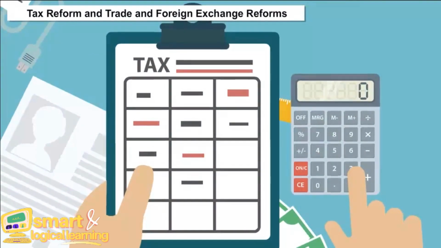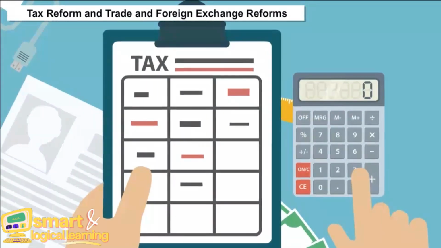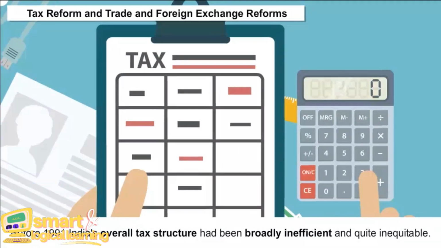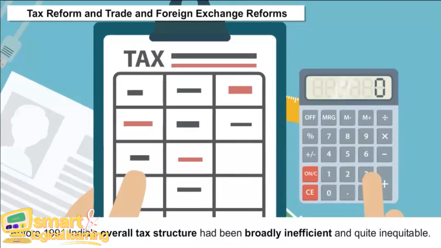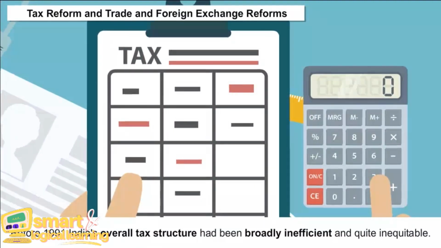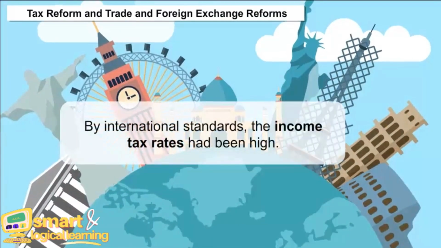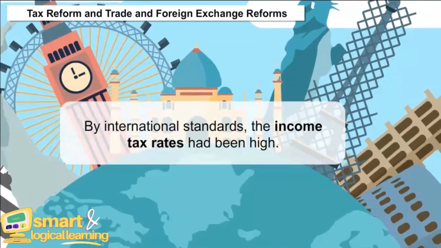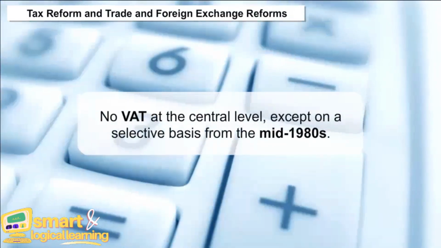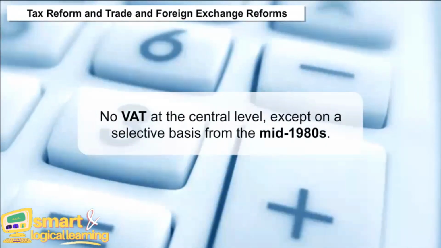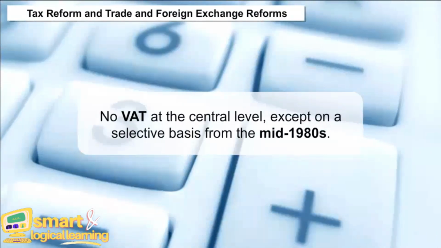Tax reform and trade and foreign exchange reforms. Before 1991, India's overall tax structure had been broadly inefficient and quite inequitable. By international standards, the income tax rates had been high, and there was no VAT at the central level, except on a selective basis from the mid-1980s.